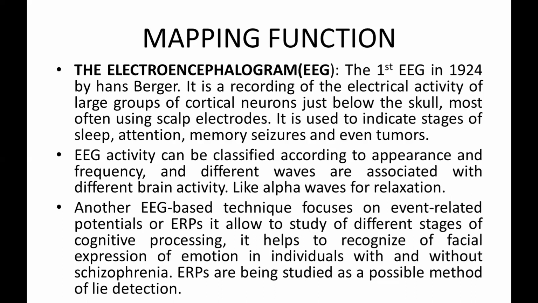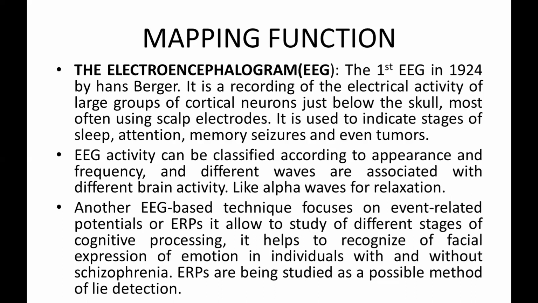EEG activity can be classified according to appearance and frequency, and different waves are associated with different brain activity. For example, alpha waves in the back of the brain are one indication of relaxed wakefulness. EEG waveforms are covered in more detail in another video.